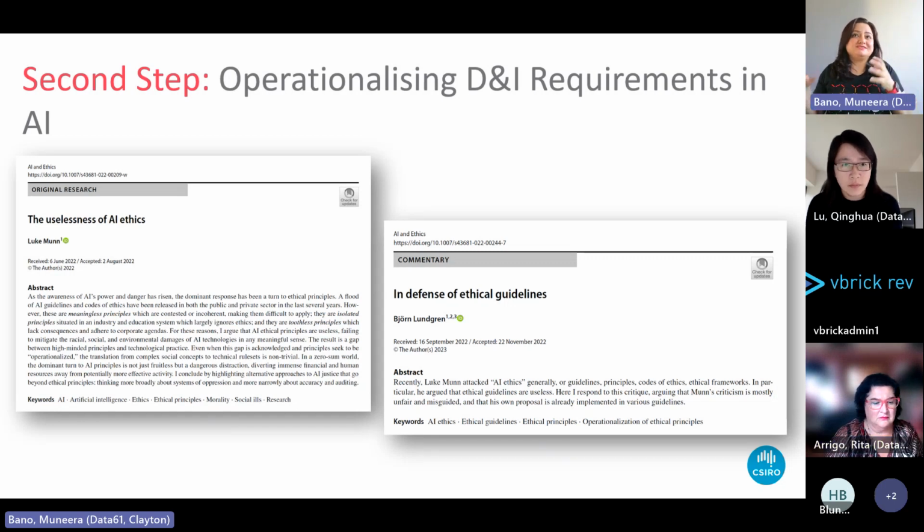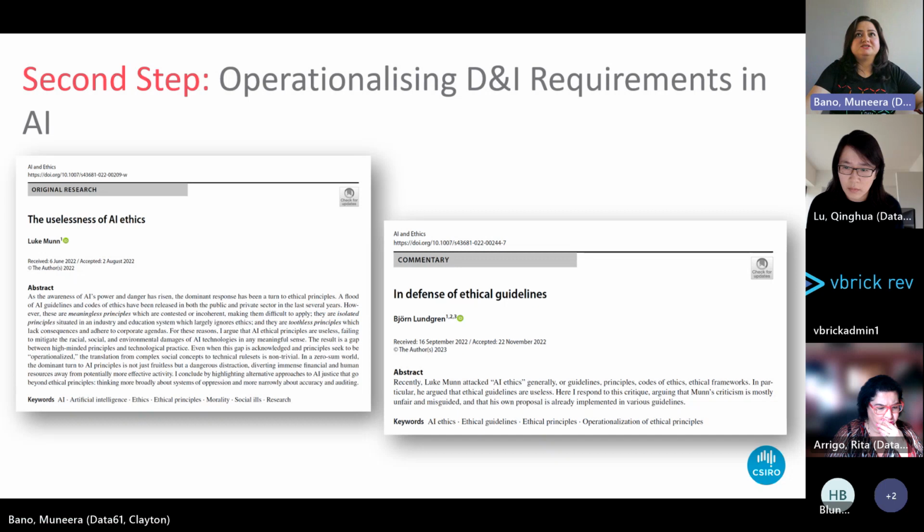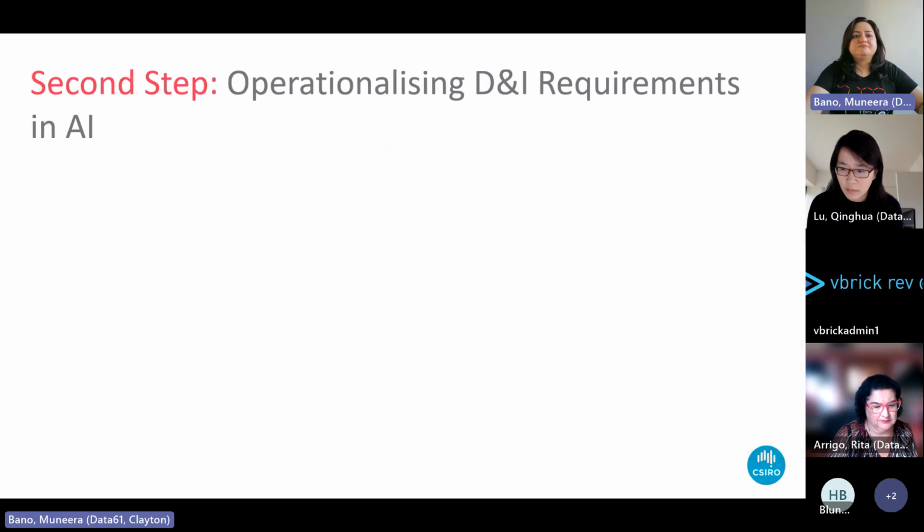At the same time, there are researchers who defend those ethical guidelines, saying that we want to operationalize them, but we need those ethical principles coming from multidisciplinary, diverse voices. That's how we would understand what needs to be done. So, looking at both sides of the debate, we took on the task of how we are going to operationalize, first of all, in the requirement space, and then that can be used for the design.